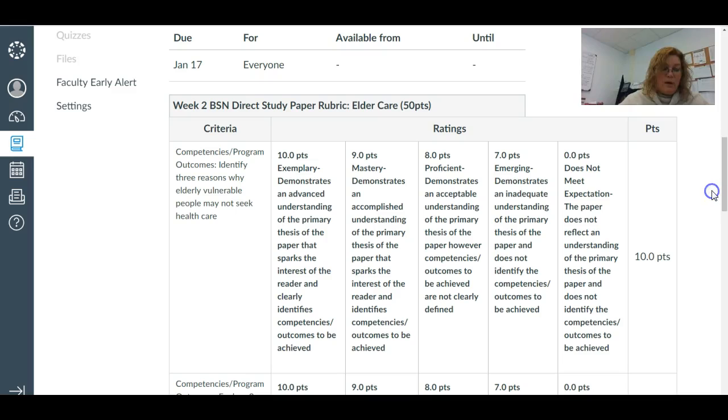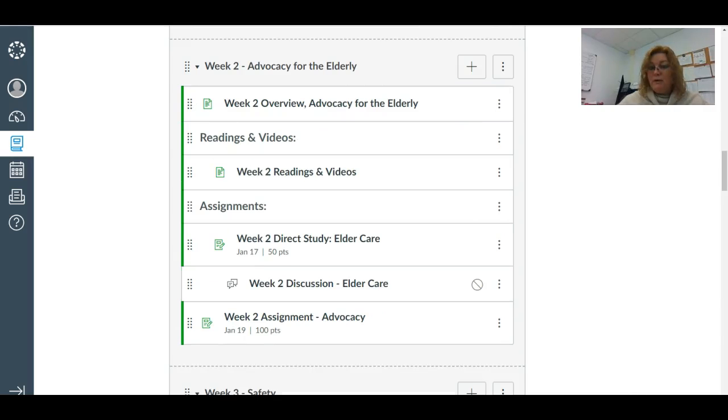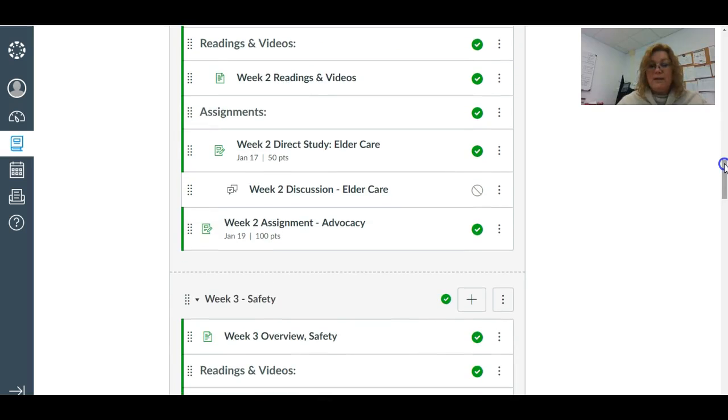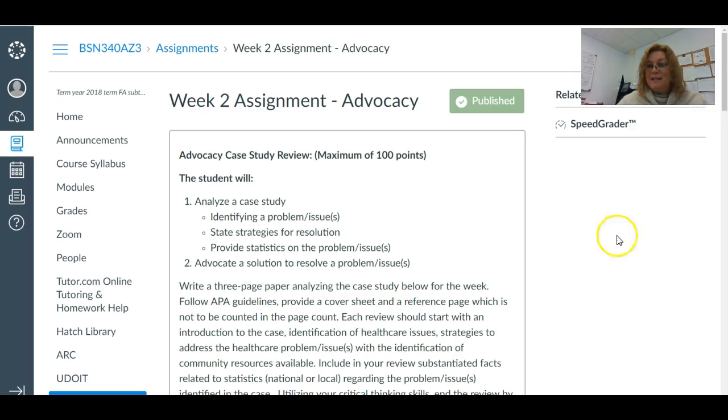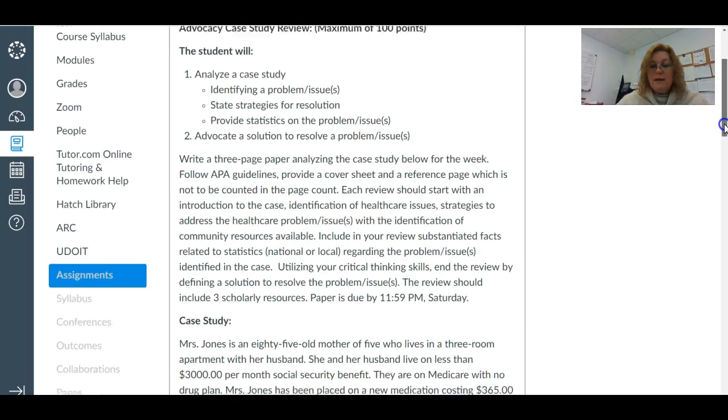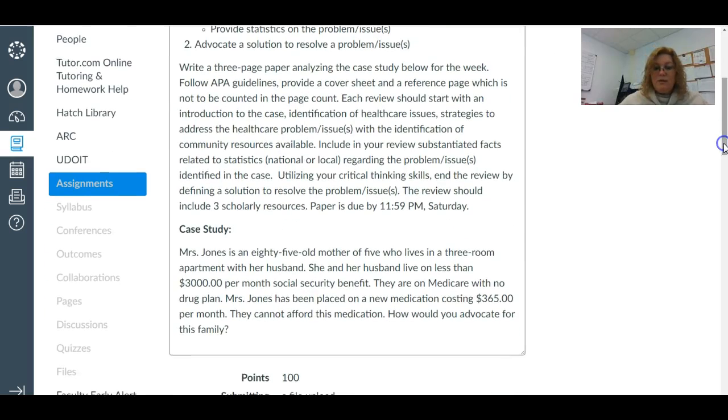And then the second assignment goes into advocating for another vulnerable population, a family. That one's going to require a little bit more detail about maybe some statistics and research, and you're going to have to dive into a few other things like Medicare, etc.